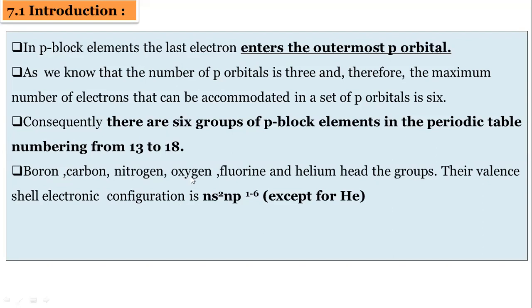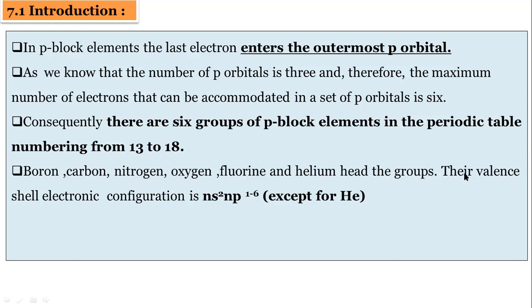These oxygen, fluorine and helium are the first elements, the heads of the groups. Boron is the head of the group 13 family. Carbon is the head of the group 14 family. Nitrogen is the head of the group 15 family. Oxygen is the head of the group 16 family. And fluorine is the head of the 17 family, that is, halogens. And helium is the head of group 18 elements.